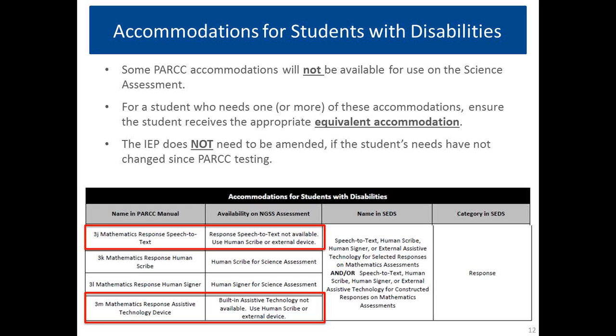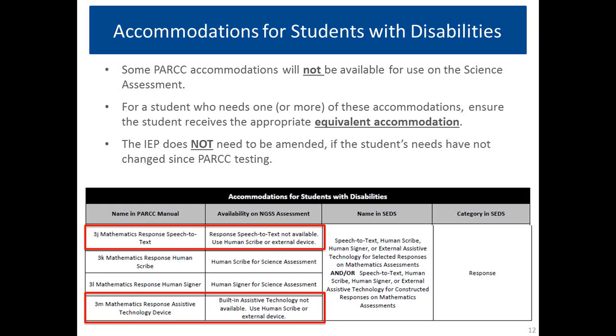If you look at the bottom of the page, if a student was prescribed speech-to-text for the math assessment in PARCC, the speech-to-text feature is not available for science. It is not built into the test platform. So you would provide the equivalent accommodation of a human scribe or external device to ensure that the student still received an accommodation with the same level of support. And again, another example at the bottom of this page, if a student had a response assistive technology device that was built into PARCC that is not available for science, you would use an equivalent accommodation.